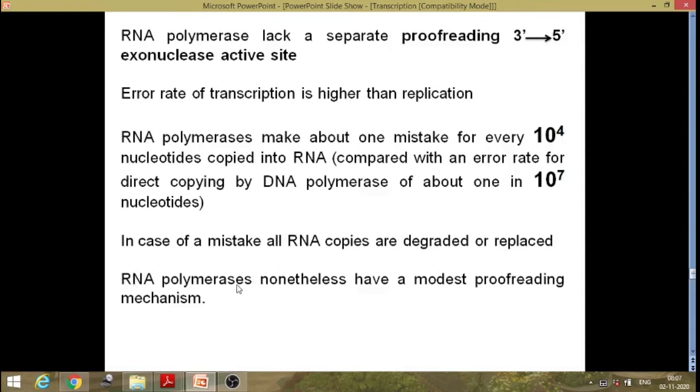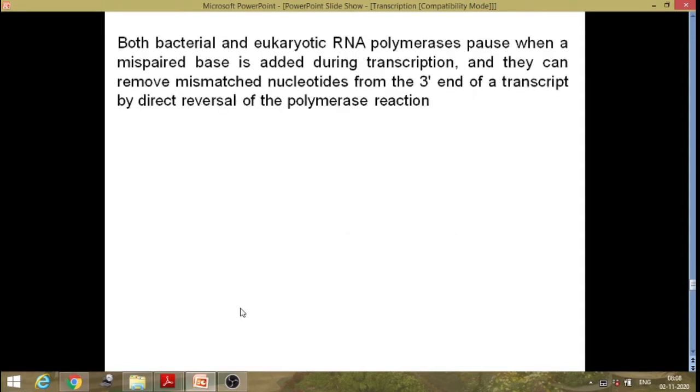But still, the RNA polymerases have a modest proofreading mechanism. So what is that? In both bacterial and eukaryotic RNA polymerases, they do pause when a mispaired base is added during transcription, and they can remove the mismatched nucleotides from the 3' end of a transcript by direct reversal of the polymerase reaction.